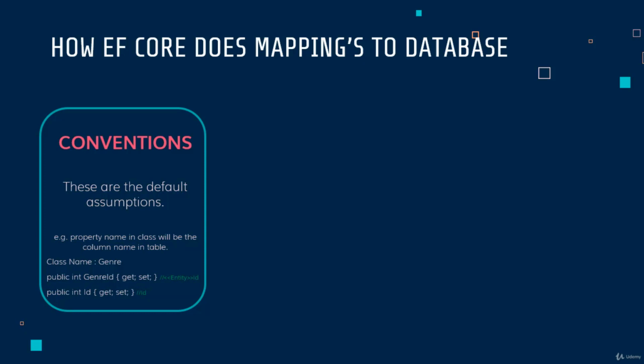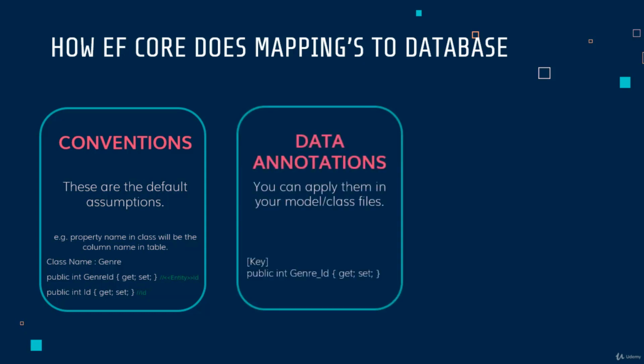But let's say the primary key that you want is not in this format. The format that you want is something like Chandra_ID. In that case, you have two options. First is you can apply data annotations, and data annotations are like simple attributes that you apply on top of the property. Like here, you can see if the name is Chandra_ID, the data annotation is Key that you have to apply before that to let EF Core know that this column will be a primary key and it will do the mappings accordingly. Now that is one way.